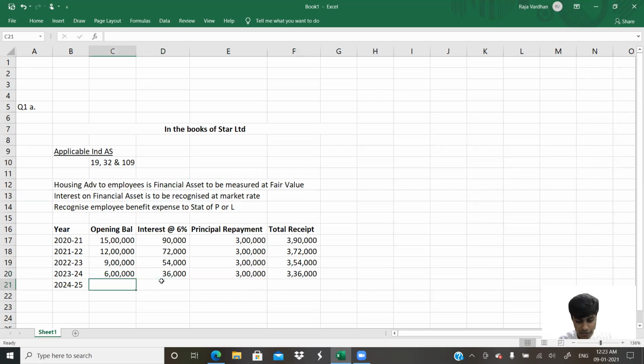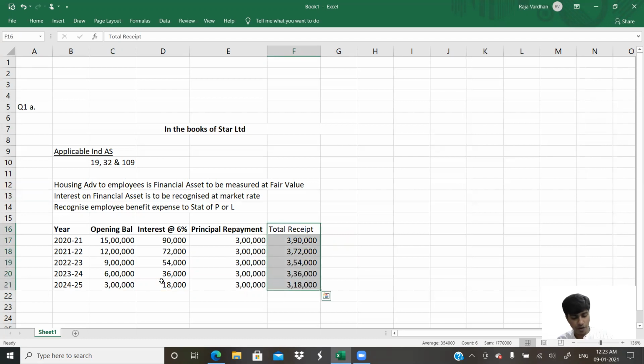So finally, fifth year beginning, you would have 3 lakh rupees outstanding. On that interest will be 18,000. Wow, Excel is helping me auto compute the figures. So if you pay 3 lakh plus that interest of 18,000, how much would be the amount that you pay? 3 lakh 18,000. So these are our total receipts.